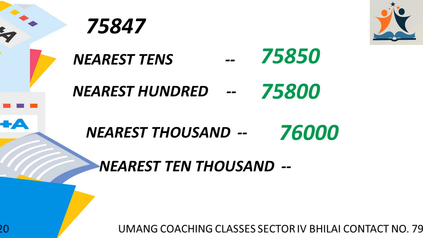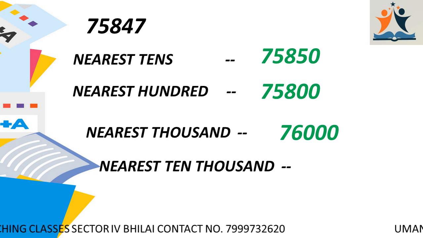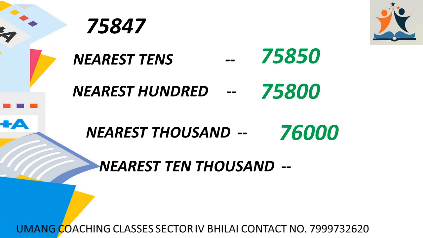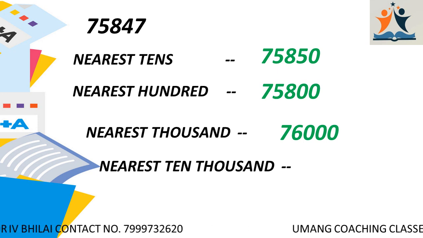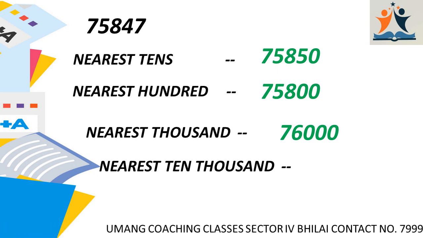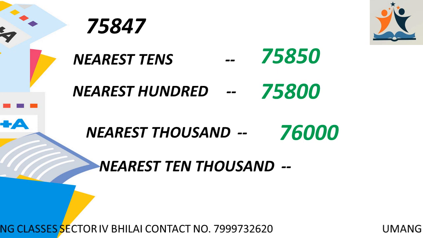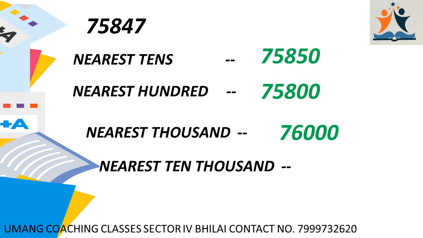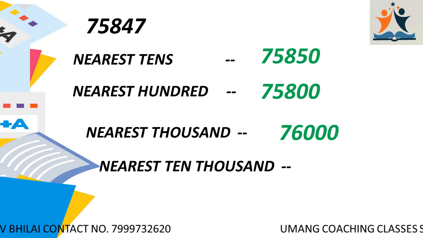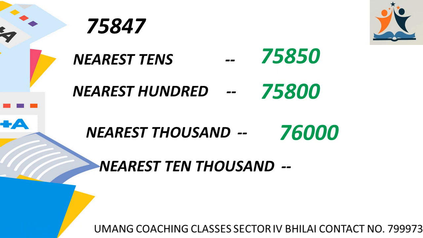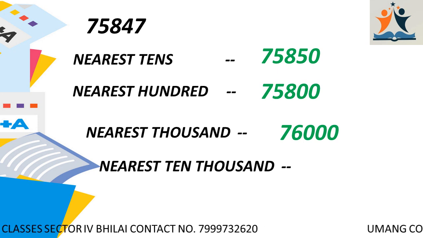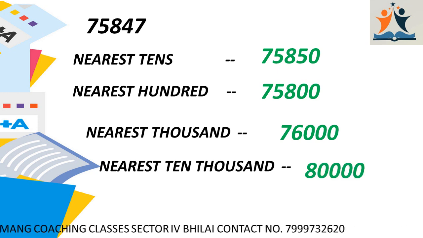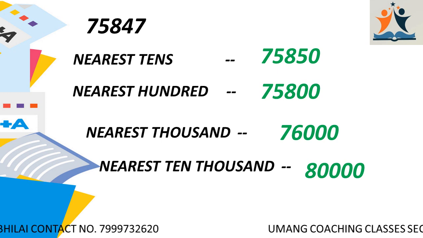Now what we'll do for nearest 10,000? For nearest 10,000, we need to follow the same procedure. We'll see the 1000, 100 and tens place. If it is smaller than 5,000, we take before 10,000. If it is larger than 5,000, then it will be after 10,000. So in this case, we'll have 80,000.